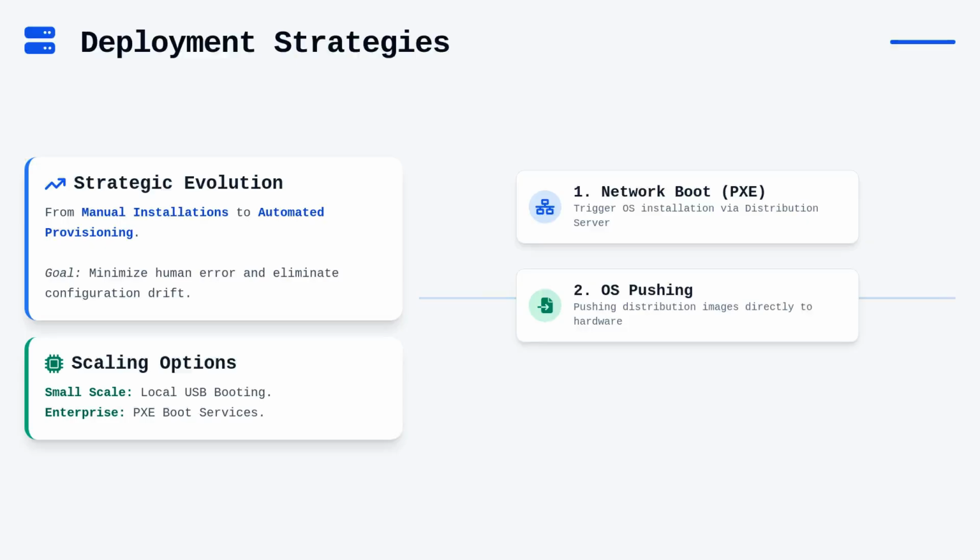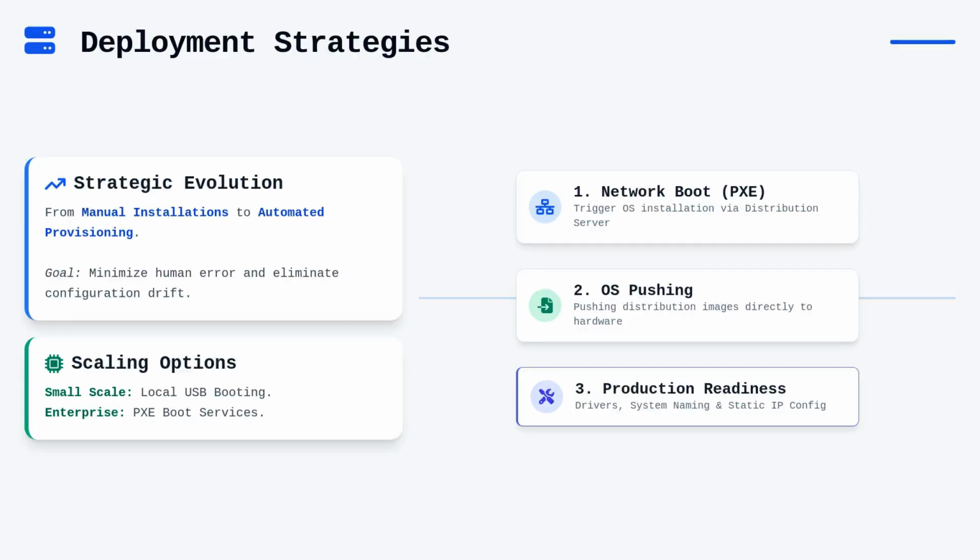Following the base OS installation, essential post-deployment tasks such as driver validation, unique system naming conventions, and static IP configuration are mandatory to prepare the server for production. These foundational steps ensure that the server is reachable and performant from the very first moment it joins the network.